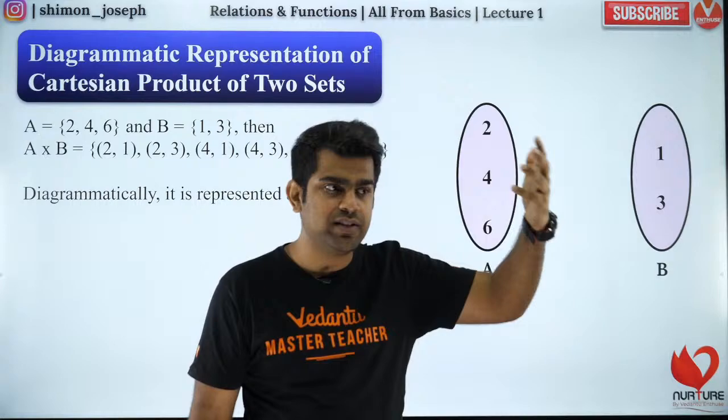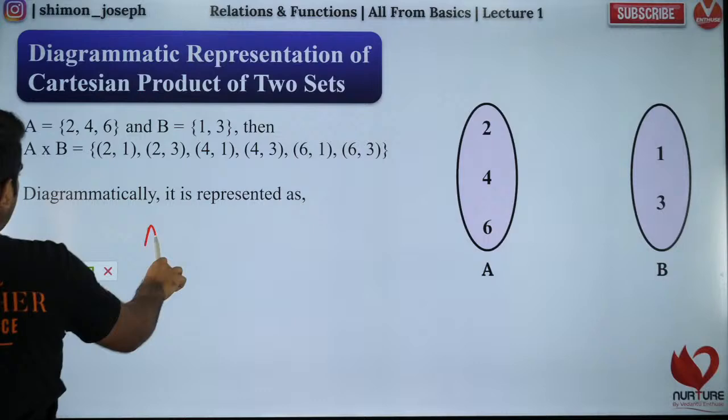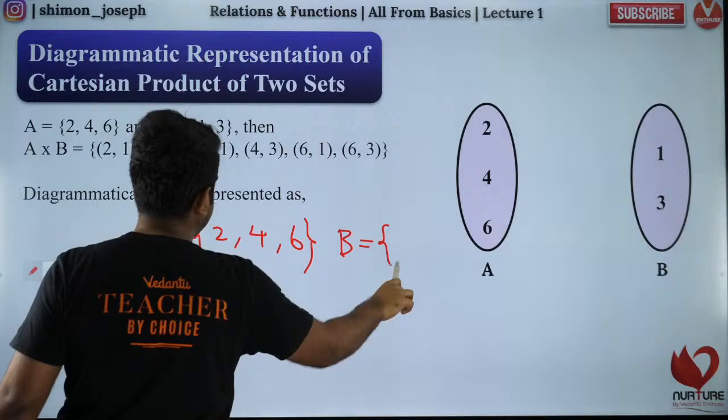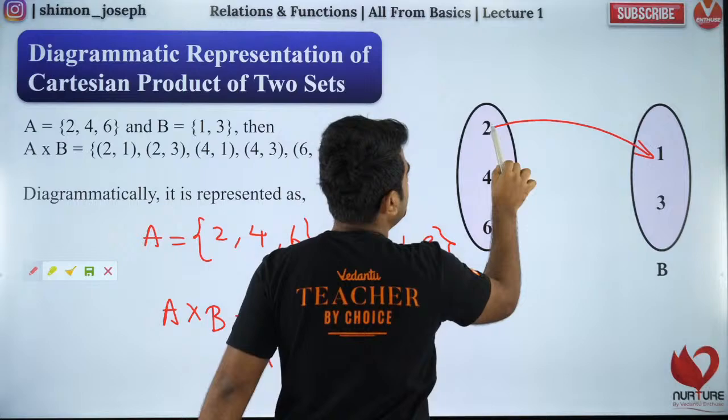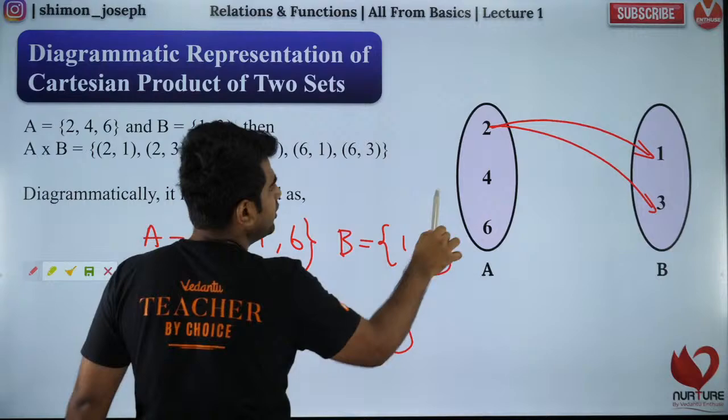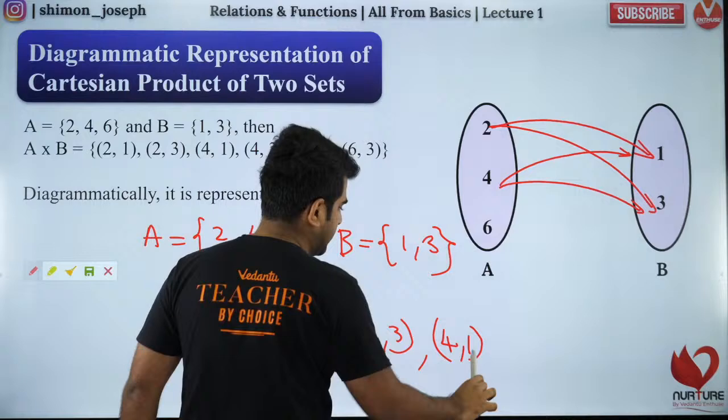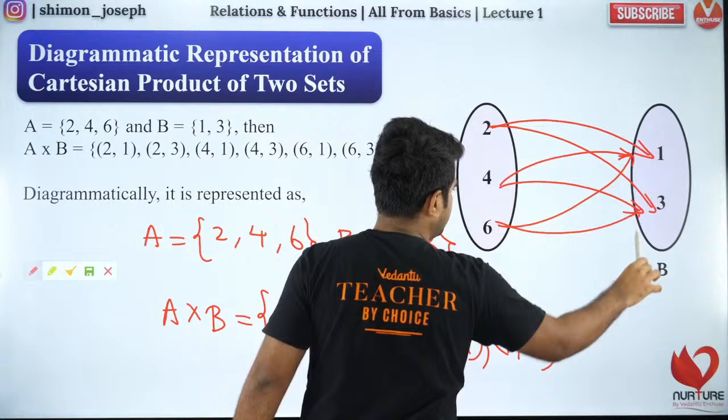Again, we have set A, which is {2, 4, 6}. We have set B, which is {1, 3}. Now, if I do A cross B, what will I get? I will get all the ordered pairs, that is nothing but every combination. 2 can go to 1, 2 can go to 3, so (2, 1), (2, 3). Now 4 can go to 1, 4 can go to 3, so (4, 1), (4, 3). Are you clear? Then 6 can go to 1, 6 can go to 3, so (6, 1), (6, 3).